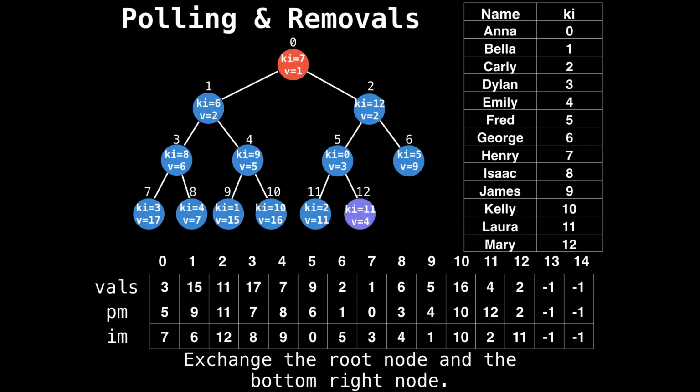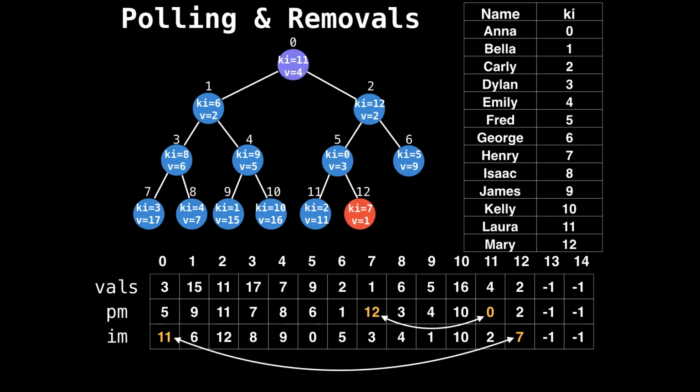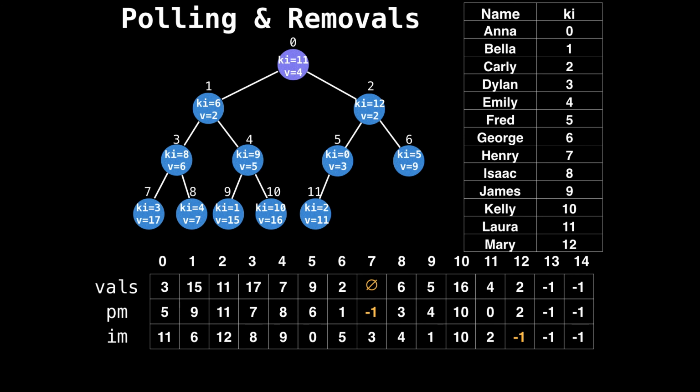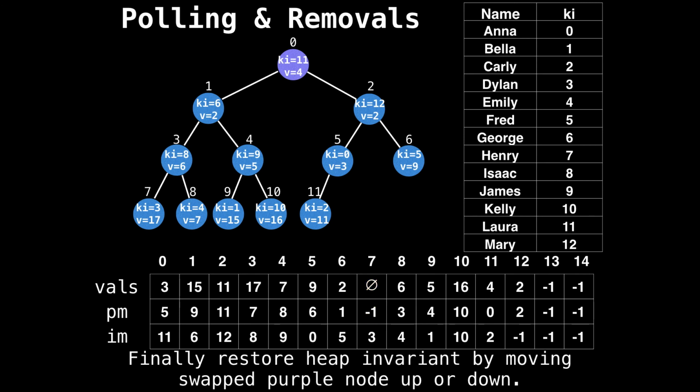The first step is to exchange the root node with the bottom right node. As you do that, remember to swap the index values. Now we can remove the red node from the tree. As we remove the value, let's make sure we store the key value pair we're removing so we can return it from our function later. Then clean up the removed node. Finally, restore the heap invariant by moving the swapped purple node down. Since the left and the right child nodes have an equal value of 2, let's default to selecting the left one.